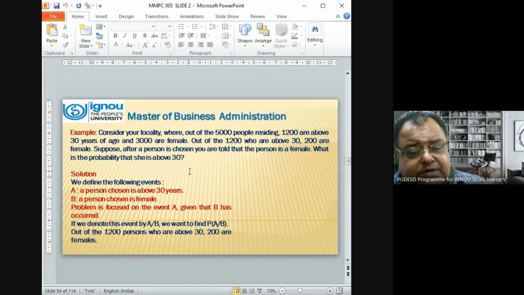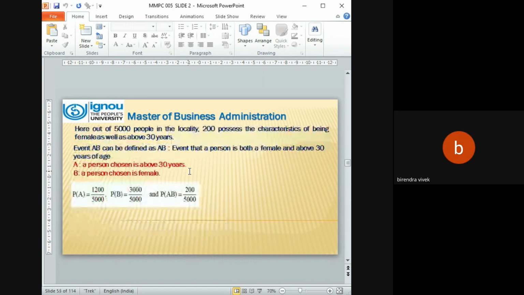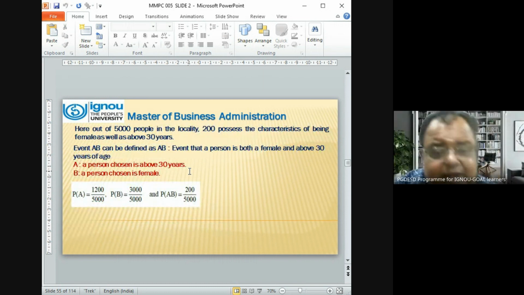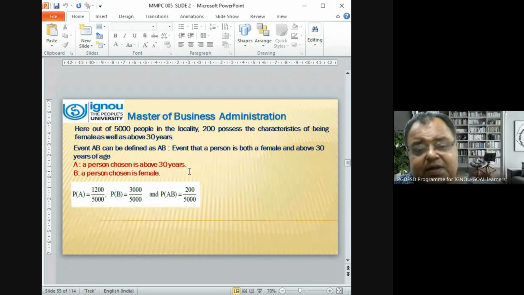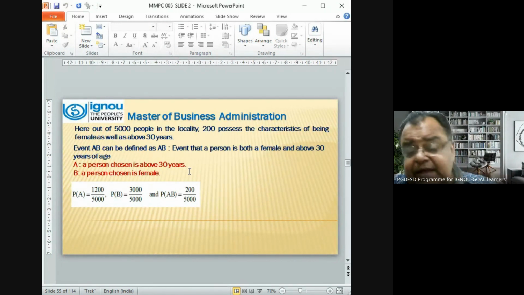Out of the 1,200 persons who are above 30, 200 are female. This is again given in the problem. Out of 5,000 people in the locality, 200 possess the characteristics of being female and above 30. This is again given in the problem. Event AB can be defined as the event that a person is both female and above 30. But the question will remain the same. You have to calculate P(B) and P(AB).